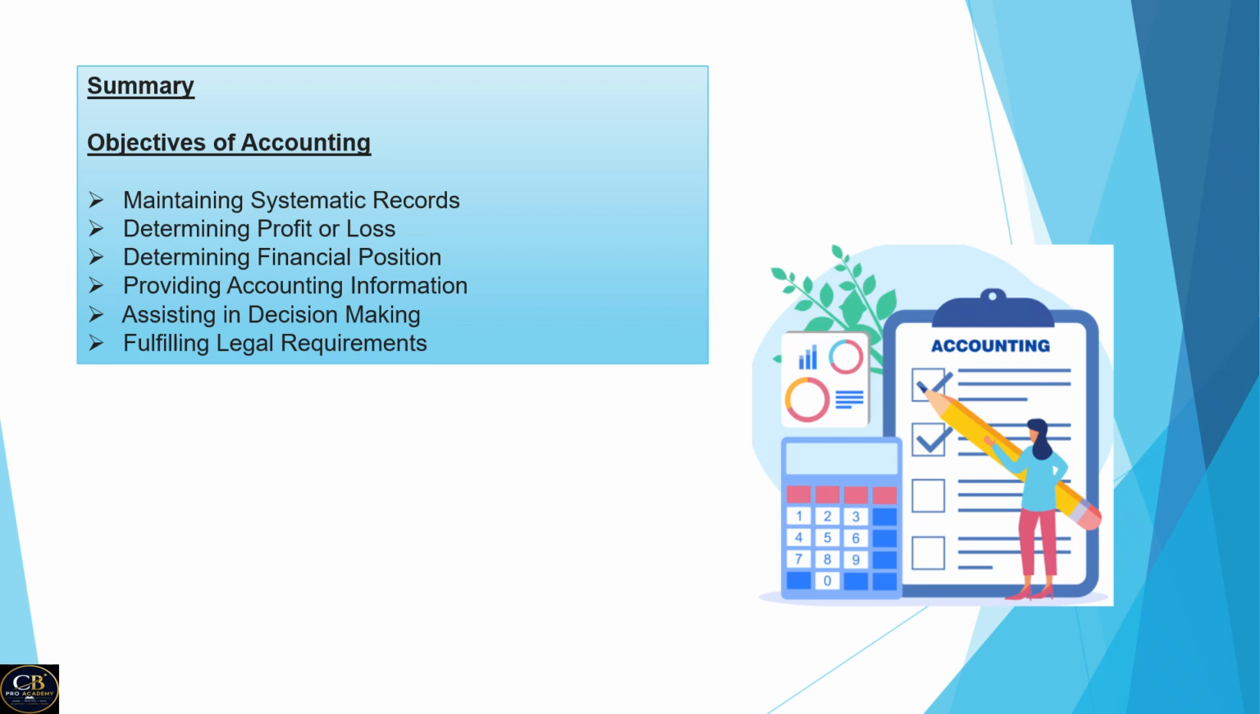Now this is the summary. Okay, what we have learned in today's lecture. Number 1, maintaining systematic records. Number 2, determining profit or loss. Number 3, determining financial position. Number 4, providing accounting information. Number 5, assisting in decision making. Number 6, fulfilling legal requirements. Right. Okay.